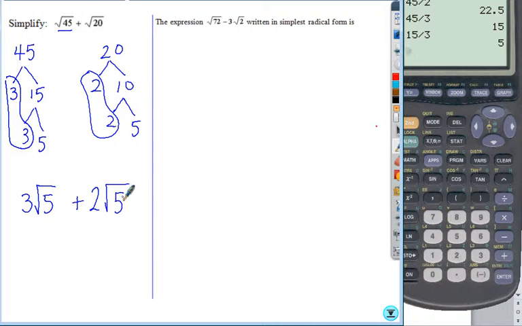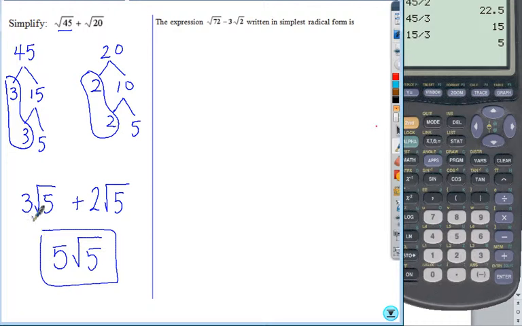And if you notice, now I want to add these two things together: 3 times the square root of 5 plus 2 times the square root of 5. These are like terms. So that means I can actually add these together. I have 3 square roots of 5, plus 2 square roots of 5. So that means my answer is going to be 5 square root of 5.